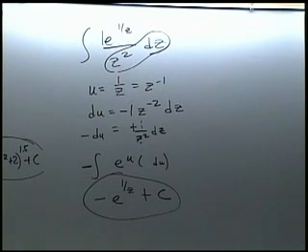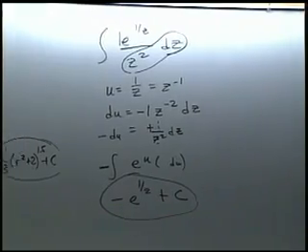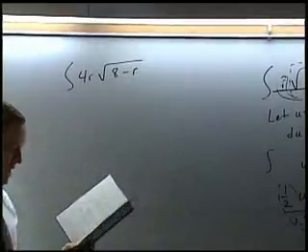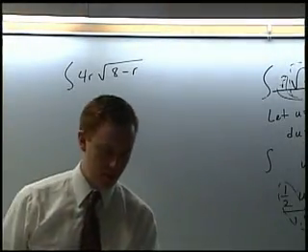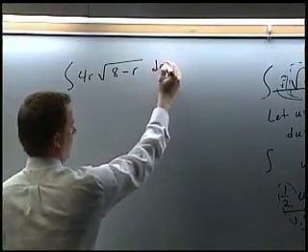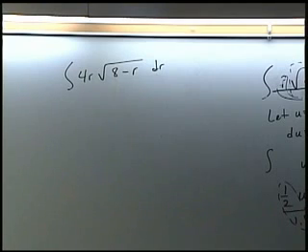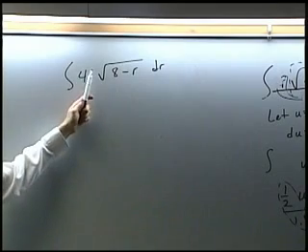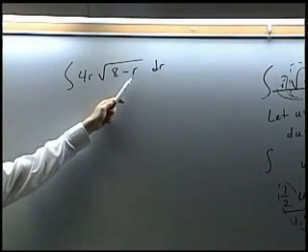All right, very good. Now the next example here. Antiderivative of 4r times the square root of 8 minus r dr. Now as I look at this problem initially, if I look at my two pieces, what's the derivative of this piece? It's a 4, and does that show up here?